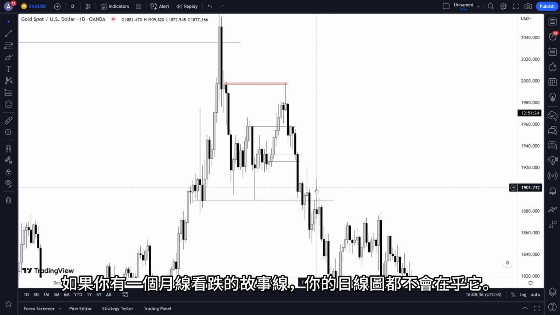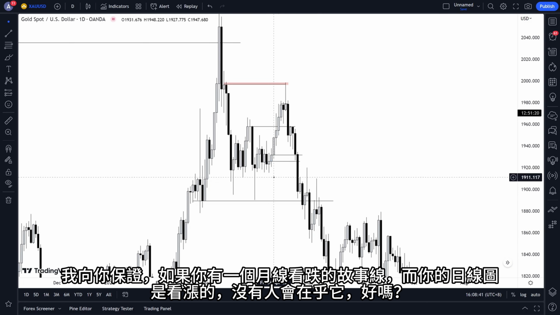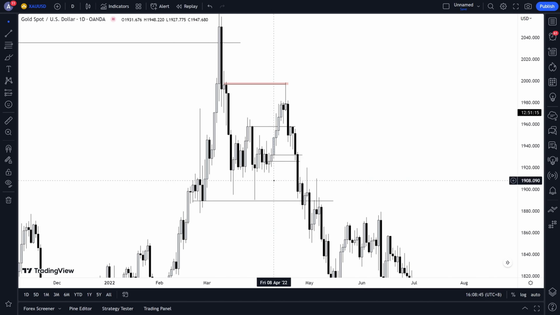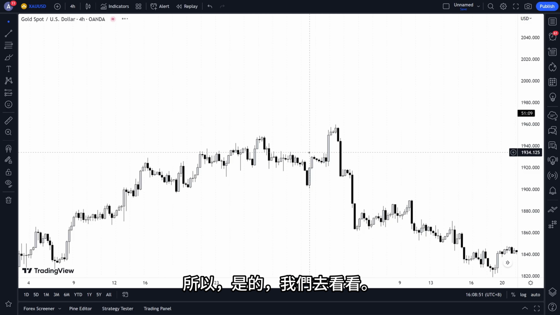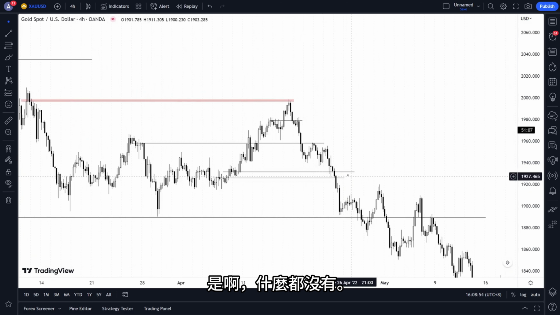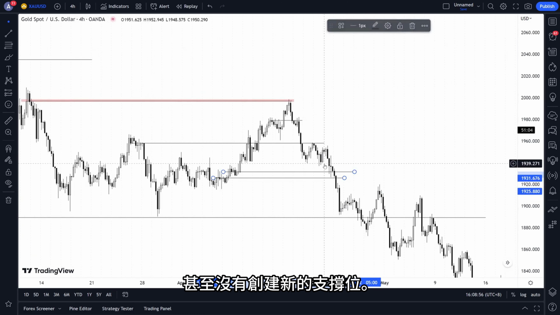If you have a monthly bearish storyline, none of your dailies are going to give a damn about it. I promise you, if you have a monthly bearish storyline and your daily is bullish, no one's going to give a damn about it. Okay, it's just going to sell. 9 times out of 10, that's going to be the case. So yeah, let's go and see. Any H4 breakout? Probably not, man. Yeah, nothing. It's not even a new support being created.